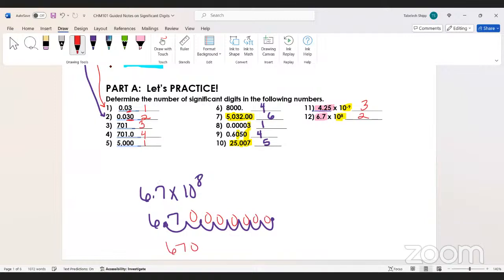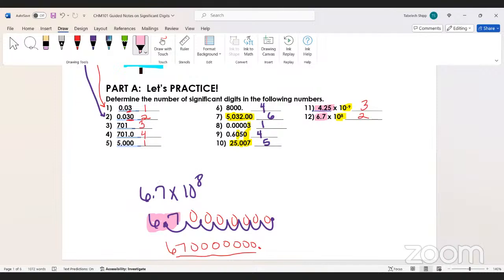And let me go ahead and write this out. 1, 2, 3, 4, 5, 6, 7 zeros. That means in this case, if you put the decimal at the very end, that means all of these numbers would count. But typically, you go by what you have initially. That is the base number, the 6.7.